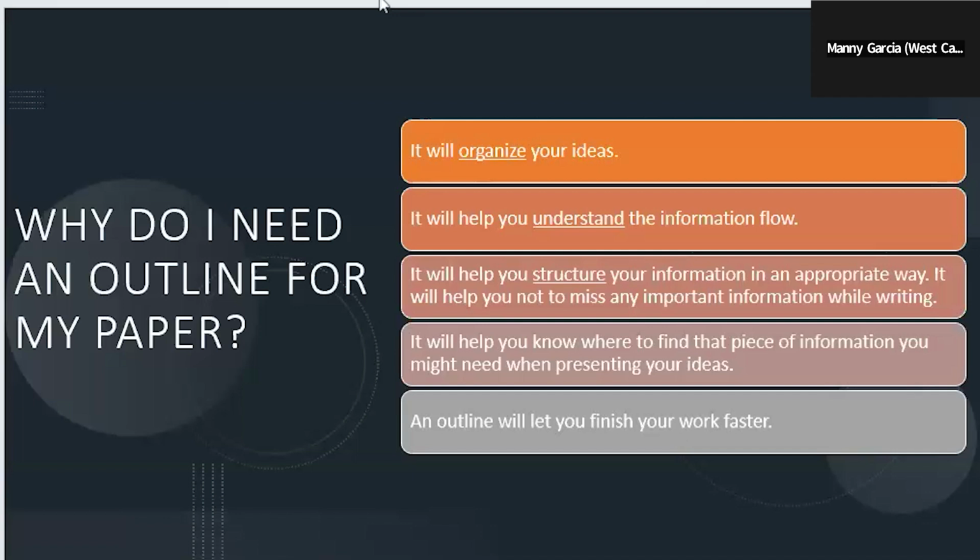It will help you know where to find the piece of information you might need when presenting your ideas. This is very big for research. An outline will let you finish your work faster. Folks, in academia, one of the things you can always save a lot of is time and is money. And any time you have the opportunity to get something done more efficiently, that is definitely going to rid you of a few headaches, especially if this is your first semester.